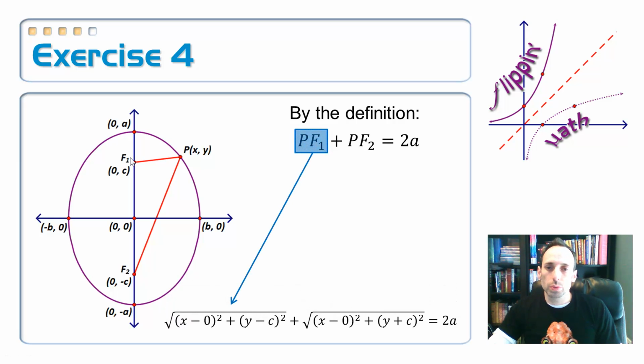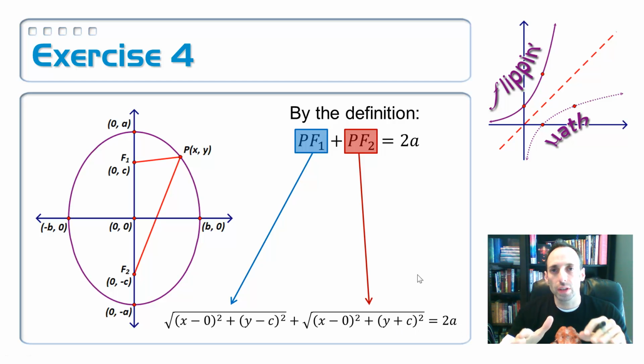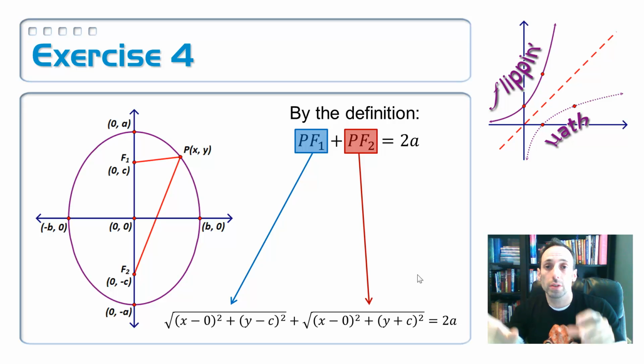The first one is the one that's over there on the left hand side, and P to F2 is on the right hand side. So let's talk about the second one, x minus 0 squared, plus y minus a negative, which makes it plus c squared on this one. All of this is equal to 2a. So can you see how this is similar to the warm-up question? Because there's two square roots. And what we're going to have to do is separate those square roots, one on one side and one on the other.